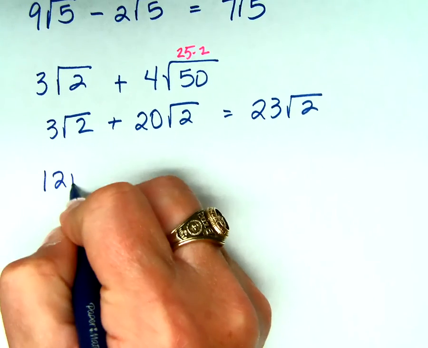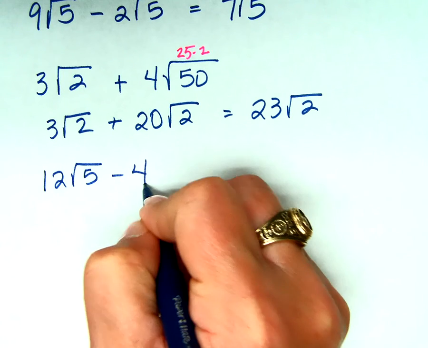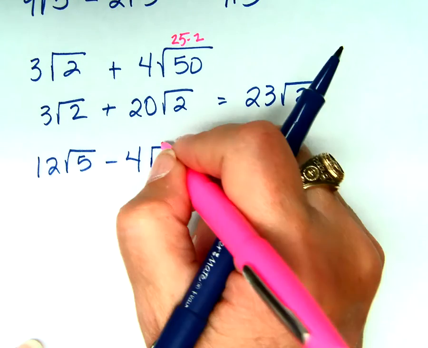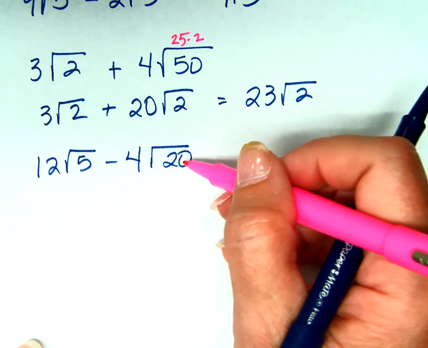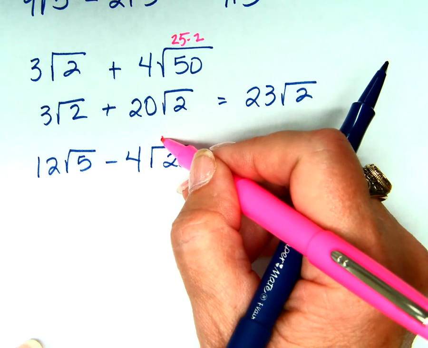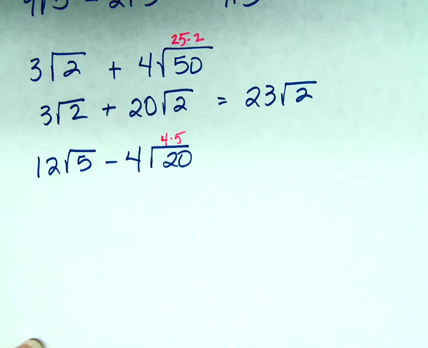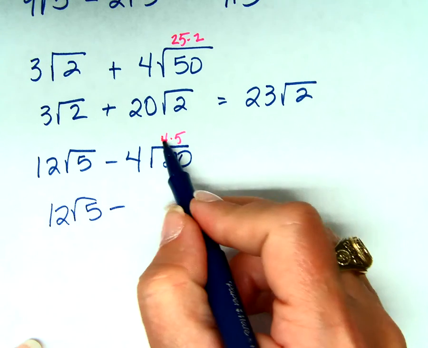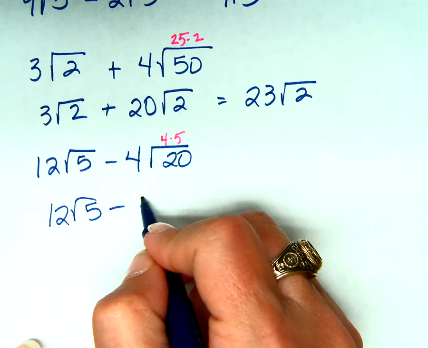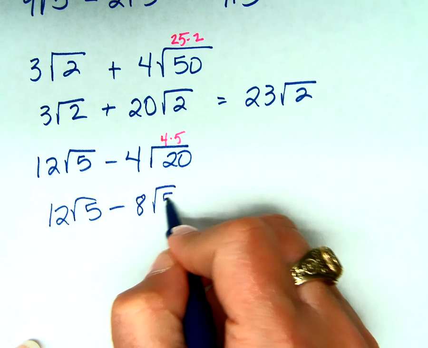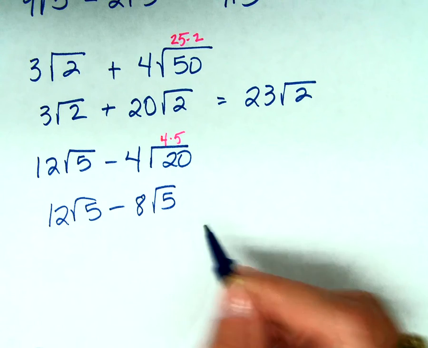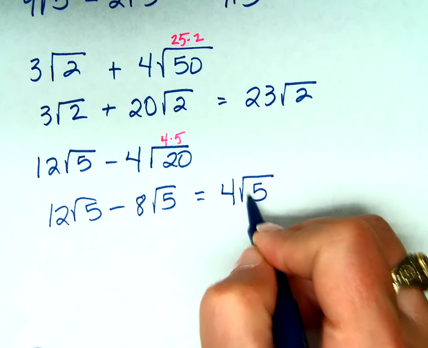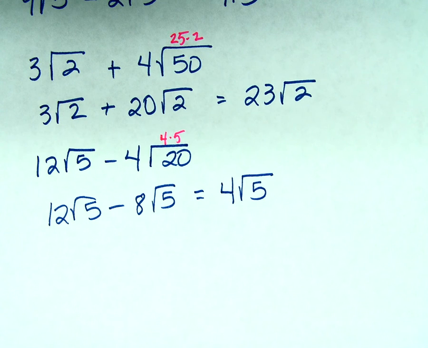What about 12 square roots of 5 minus 4 square roots of 20? What are we going to choose for 20? So 4 times 5. What is the square root of 4? So I have 2 times this 4 that's already there, so 8. What is 12 root 5 minus 8 root 5? Yeah, 4 square roots of 5.